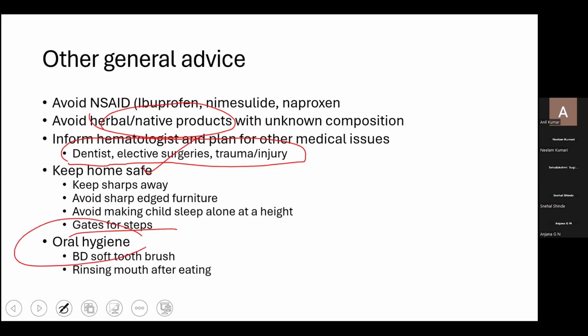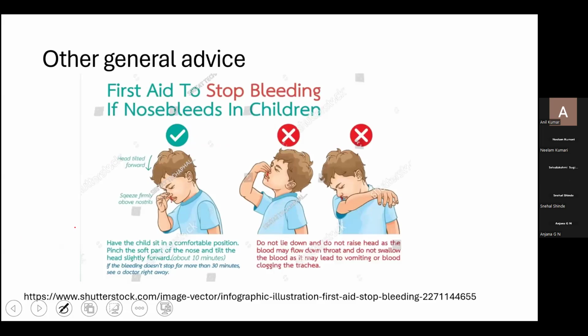Oral hygiene has to be reiterated. They should brush twice a day with soft brushes and rinse well, because poor oral hygiene leads to an increased chance of oral and gum bleeds. And this is very important: first aid. When the child has epistaxis at home, you have to teach the parents to make the child tilt the head forward and pinch the soft part of the nose, just above the nostrils, very firmly for 10 minutes. We should avoid repeatedly removing the fingers and checking whether the bleeding has stopped. Keep pressure for the full 10 minutes without releasing. We have to continue. This works very well.